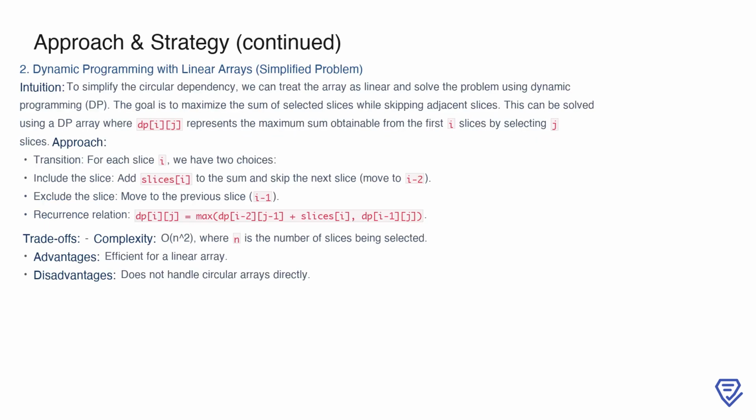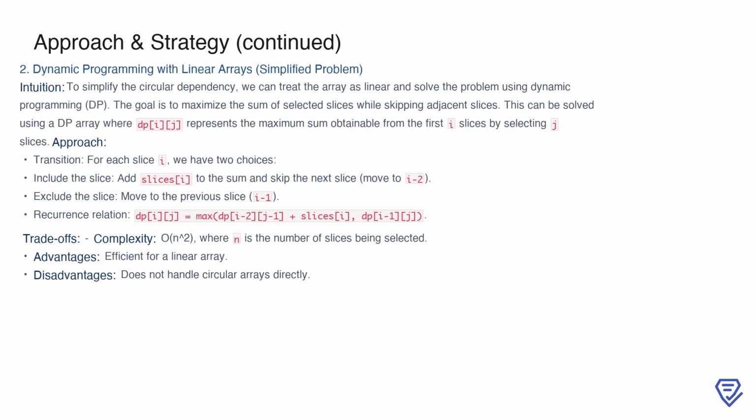Next, we move to a dynamic programming solution for a simplified version of the problem, where we treat the array as linear instead of circular. The goal is to maximize the sum of selected slices while ensuring no 2 selected slices are adjacent. To achieve this, we use a dynamic programming approach where dp[i][j] represents the maximum sum obtainable from the first i slices by selecting exactly j slices.